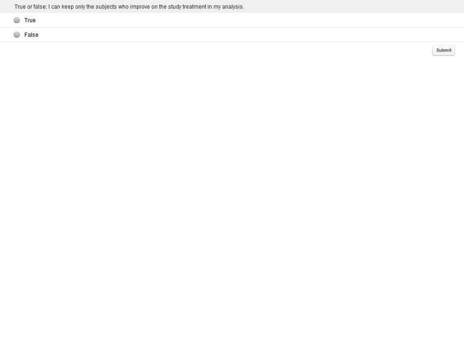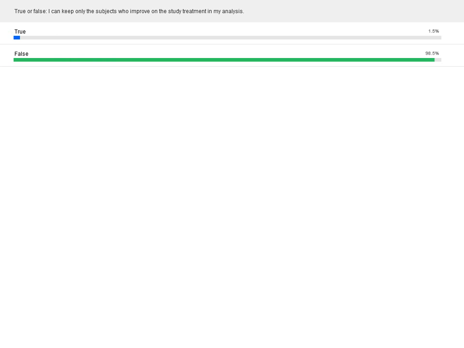This is, of course, false. You need to keep all the information you collect during your trial in order to accurately assess the outcome.